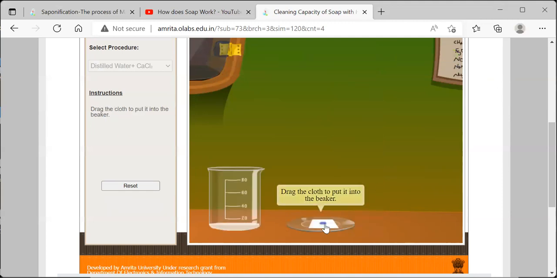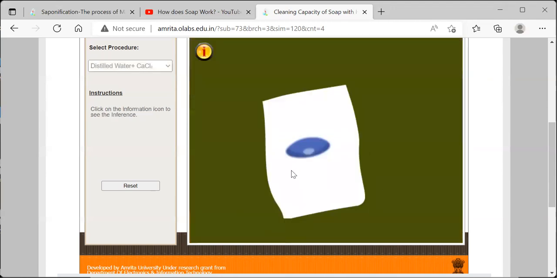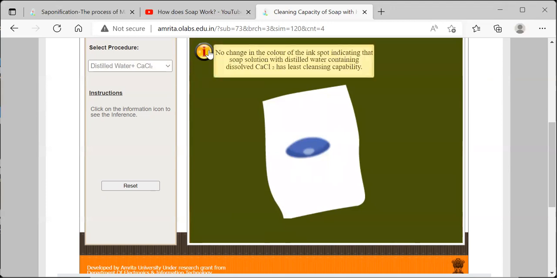In the last step, now we're going to observe the cleaning capability of this very hard water. We put in the inked cloth, and when we zoom in, you can see that the stain is still there. No change in the color of the ink spot has happened, so that means that very hard water has the lowest capability out of the 3 samples.